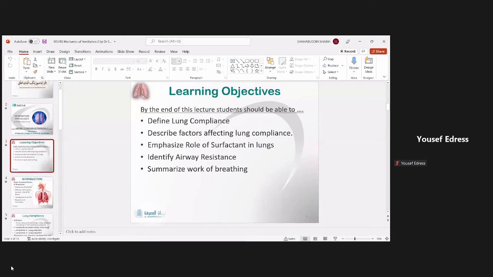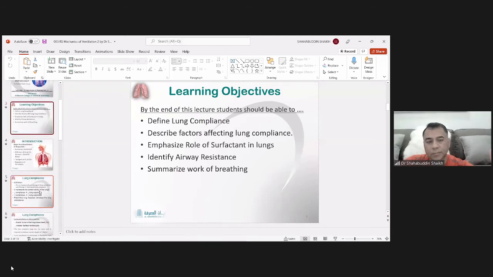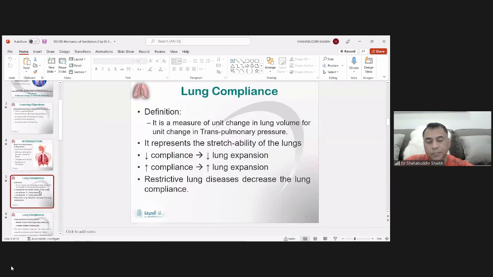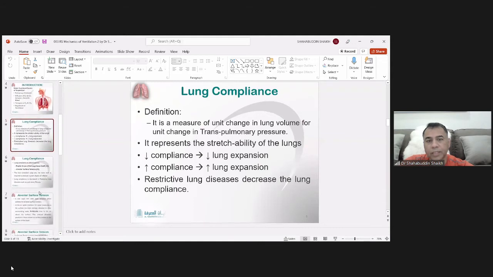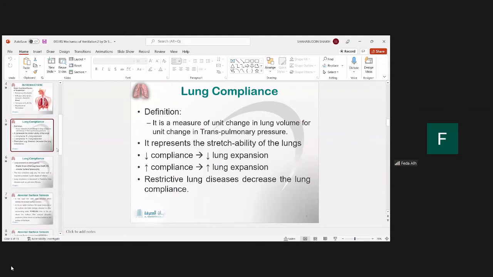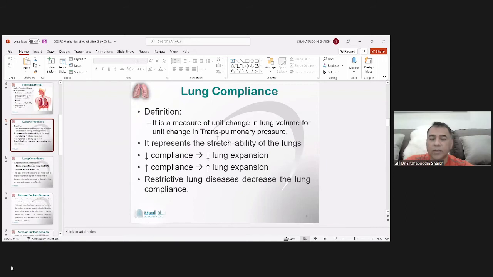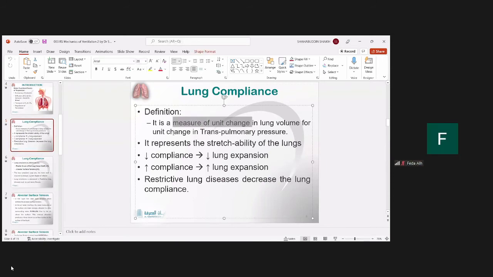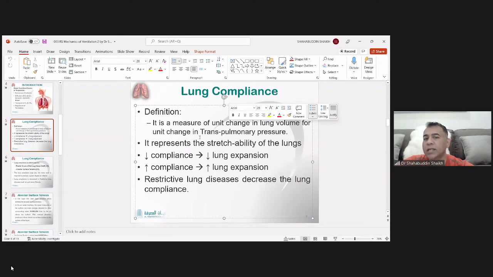Define lung compliance. It is the ability of the lung to expand. It is a measure of the change in lung volume for any change in pressure. In simple words, you can remember it as change in lung volume for change in pressure.